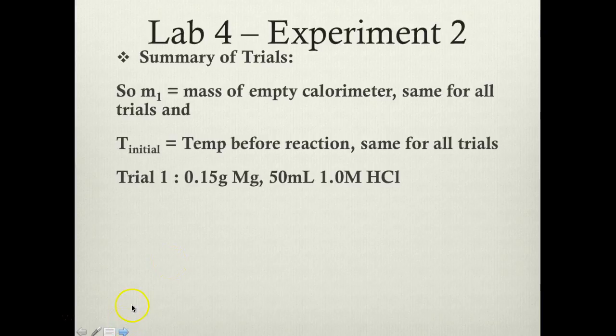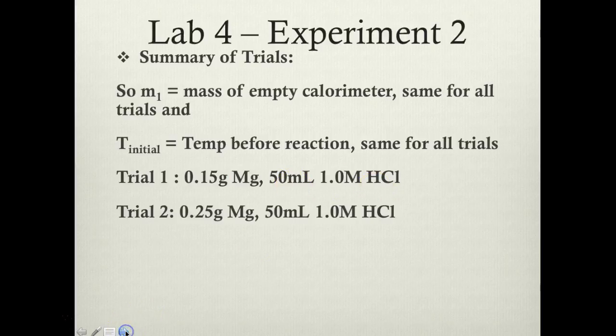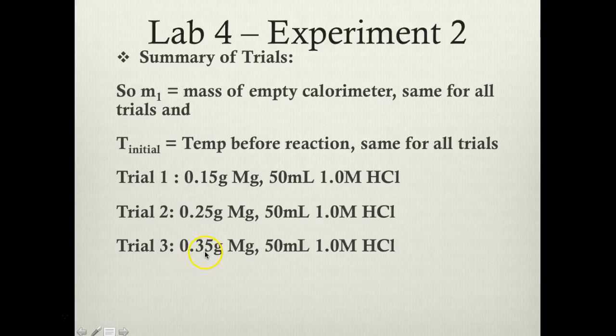It will be around 21.5 for all 3 experiments. In the first trial, you use 0.15 grams of magnesium and 50 mils of the hydrochloric acid. In the second trial, the volume of acid solution didn't change, but now you upped the magnesium by 0.1 grams, so you went to 0.25 grams. In the third trial, you went to 0.35 grams of magnesium, another increment of 0.1, but the volume of the acid solution is the same for all 3 trials.